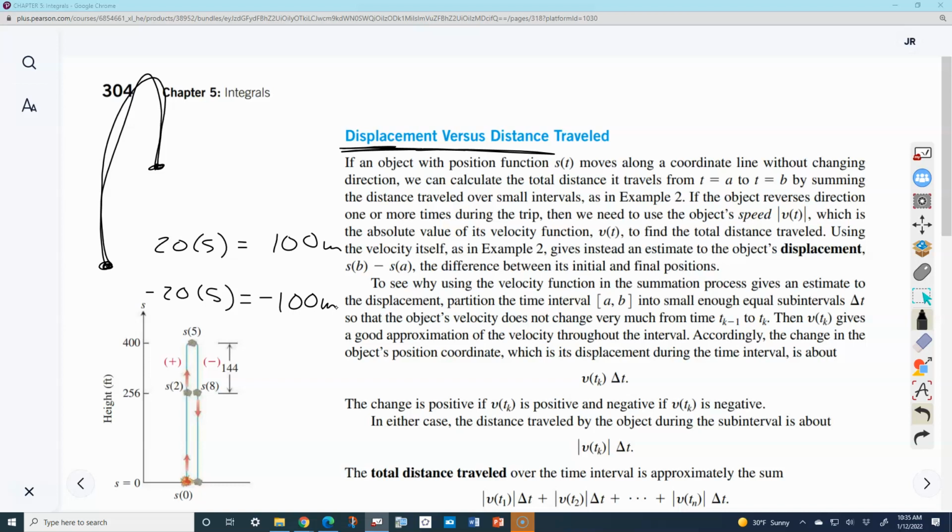So all you do is instead of doing a negative 20 for the velocity, do the absolute value of the velocity and it'd be a positive 20. And then that would be 100 and another 100 added together would be 200. So you do the absolute value of velocity if you change directions, to get the distance traveled instead of the displacement, if that's what it's asking for. All right, and we'll leave it at that.